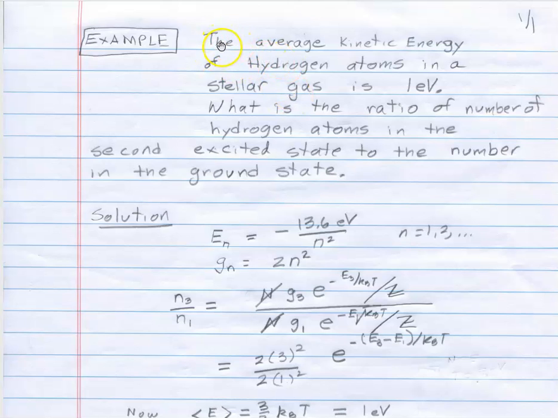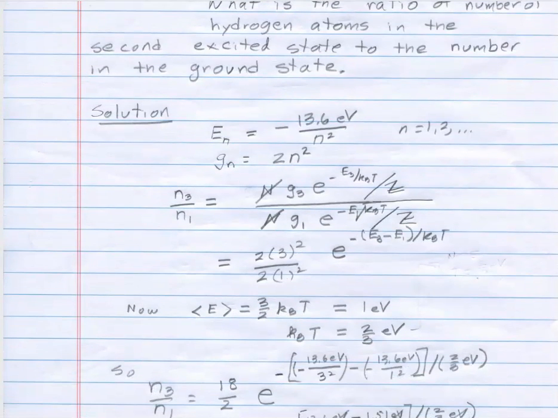This is of some interest to people who are astrophysicists. The question is: the average kinetic energy of hydrogen atoms in a stellar gas, or in a star, is 1 electron volt. What is the ratio of the number of hydrogen atoms in the second excited state to the number in the ground state? We just have to remember a few things from your previous classes. The energy levels of the hydrogen atom are minus 13.6 electron volts over n squared, where n is the principal quantum number, and it starts with 1, 2, 3, etc.